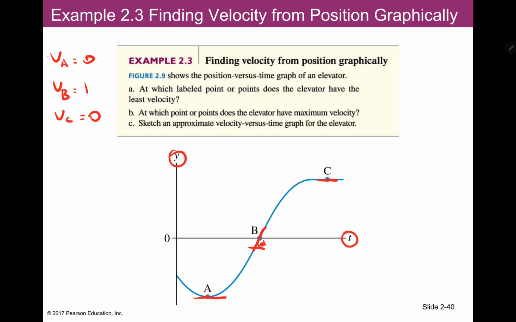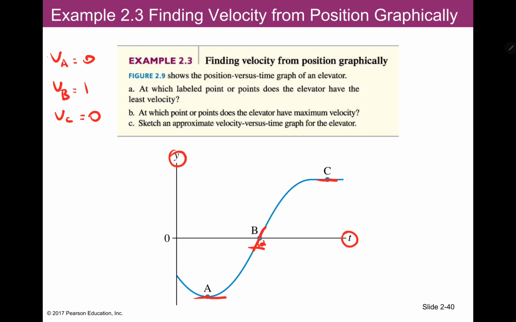So the answer for the first part: least velocity is at point A and at point C, and it's again 0. Least velocity among points A, B, C is 0. Second question, B: at which point or points does the elevator have maximum velocity?